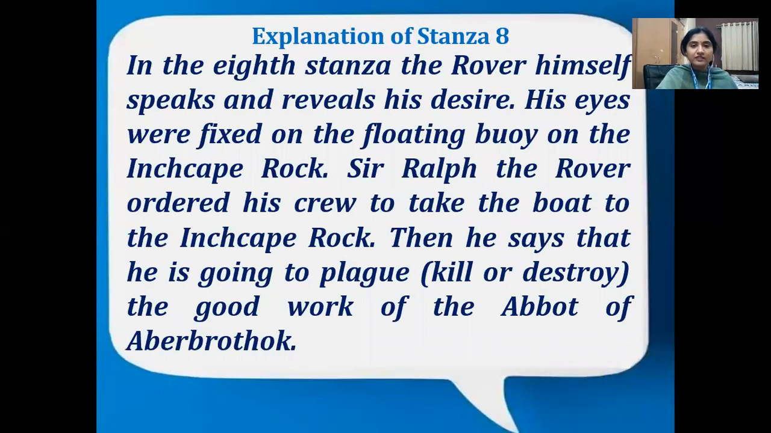In the eighth stanza, the rover himself speaks and reveals his desire. His eyes were fixed on the floating buoy on the Inchcape rock. Sir Ralph the rover ordered his crew to take the boat to the Inchcape rock. Then he says that he is going to plug the good work of the abbot of Aberbrothock.